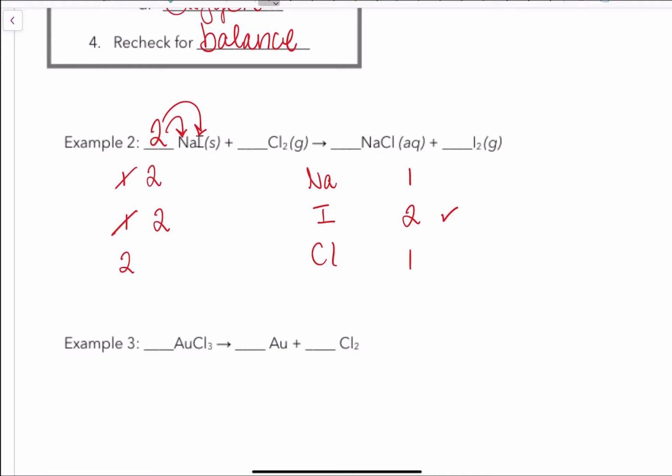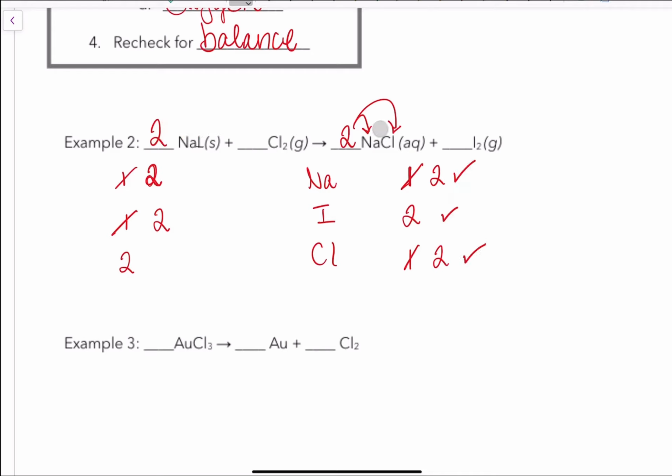So we unbalanced sodium. On this side, we have 1. We can change a 1 into a 2 by multiplying it by 2. So we put a 2 as our coefficient. That changes sodium, it's now 2, and it also changes chlorine. Chlorine is now 2 as well. If we look across, sodium, we've got 2 and 2, it's balanced. Chlorine, it just so happened that balanced it for us.